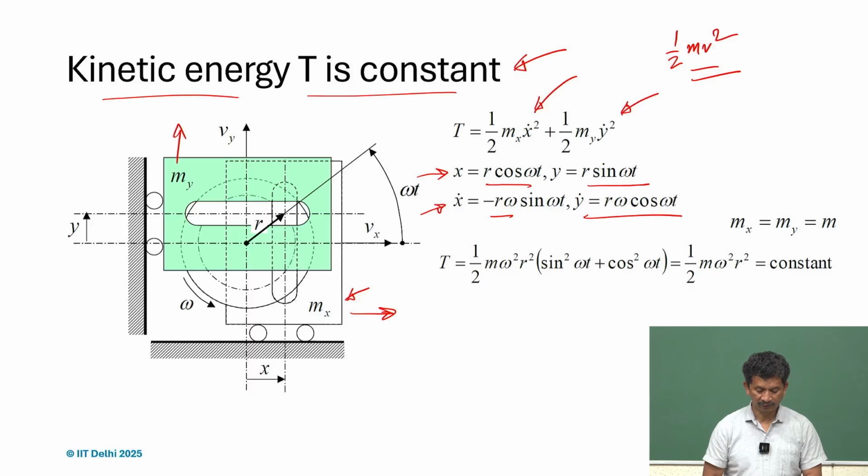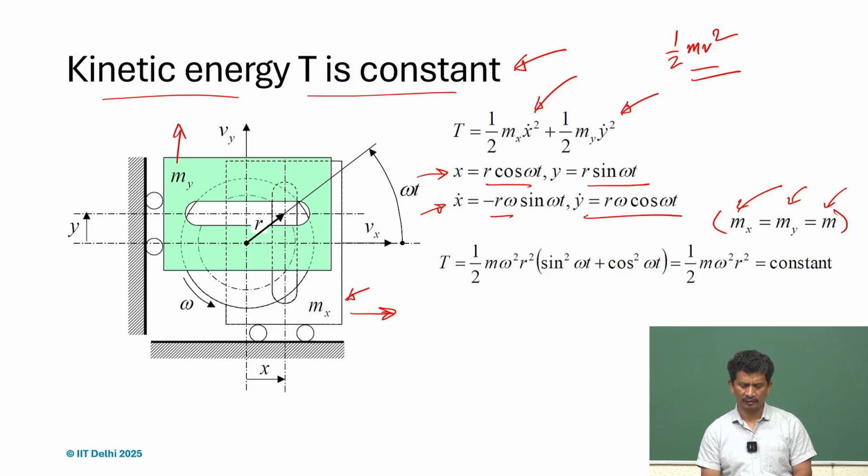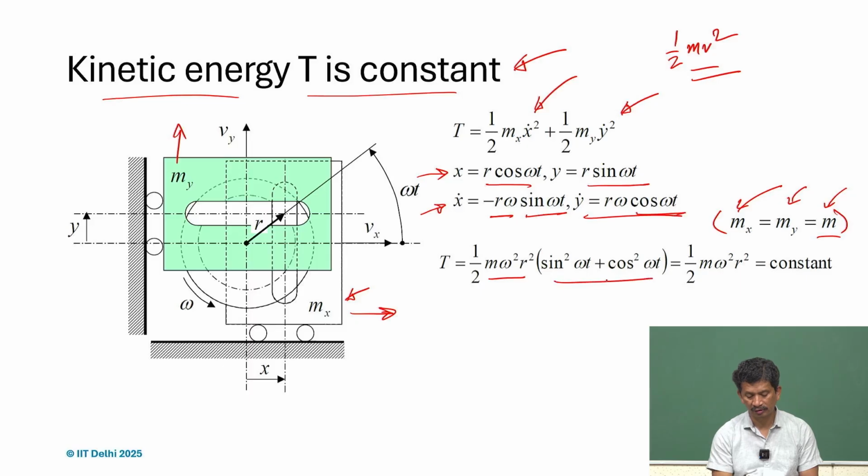And if you take the square of it, and if we assume that mx and my are constant and equal, the same mass, then we can take m out when we plug it in. So half m omega square r square, we can take all these things out. What will be left inside is sine square omega t plus cos square omega t, and sine square theta plus cos square theta is equal to 1.